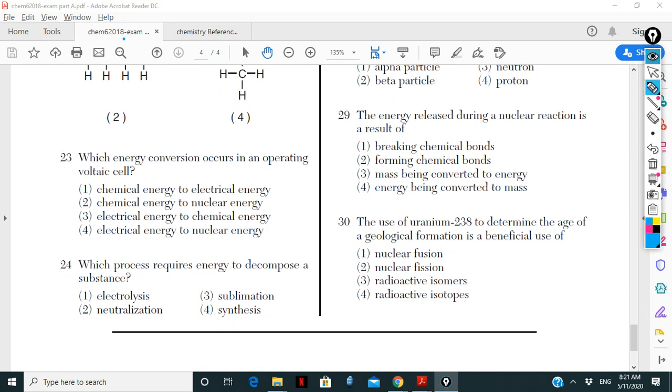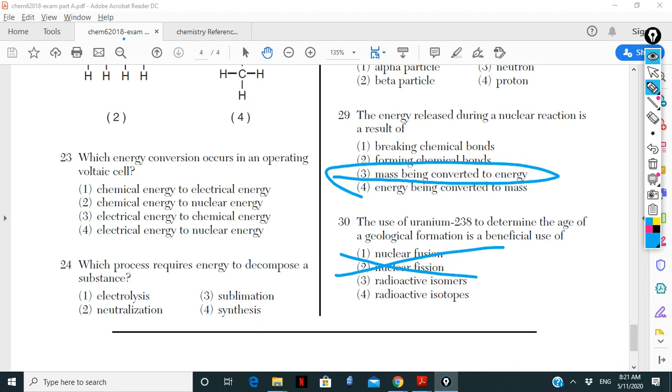Question number 29. The energy released during a nuclear reaction is a result of mass being converted to energy. In a nuclear reaction, it's going to be the same: mass converted to energy. The use of uranium-238 to determine the age of a geological formation is a beneficial use of something. I didn't do any reaction, so I'm crossing out nuclear reaction, fusion and fission.